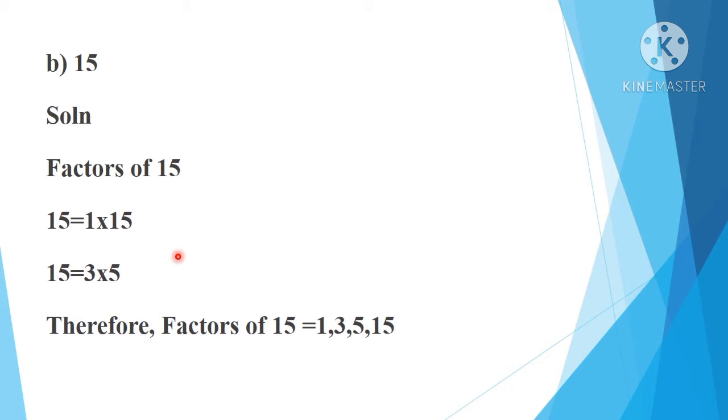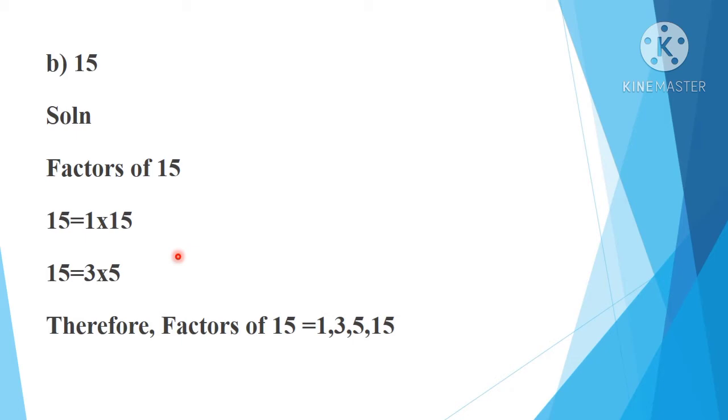So if I am giving 17, what will be the factors? 1, 17. Can you say the answer, children? 17 is a prime number, right? 17 is a prime number. So you will have only two factors. What are the factors? 1 and the number itself. So 1, 17. For prime numbers only two factors, 1 and the number itself.